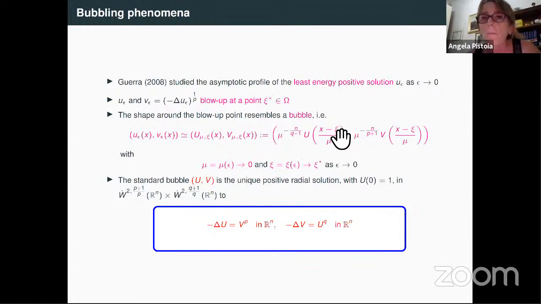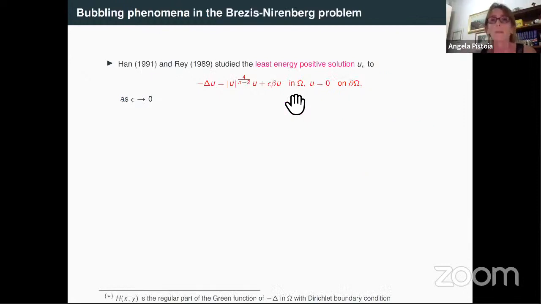the concentration point xc epsilon, where the solution has the maximum, goes to the point xc star. Okay, without a picture it is difficult to say, but you have to think that the solutions are going to zero everywhere, except at a point where they blow up. And the profile of the blow-up is given by this pair of solutions, this pair of bubbles.